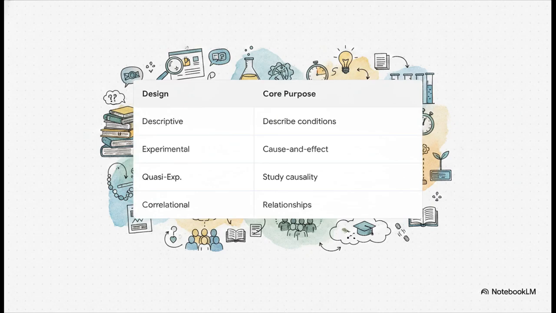Quasi-experimental is very similar, but it's used in messy real-world scenarios when you can't randomly assign subjects, like if you're comparing two existing pre-formed classrooms. And correlational designs allow us to simply observe relationships between variables as they naturally occur in the wild, such as linking study habits to grades, without actively trying to prove direct causation.